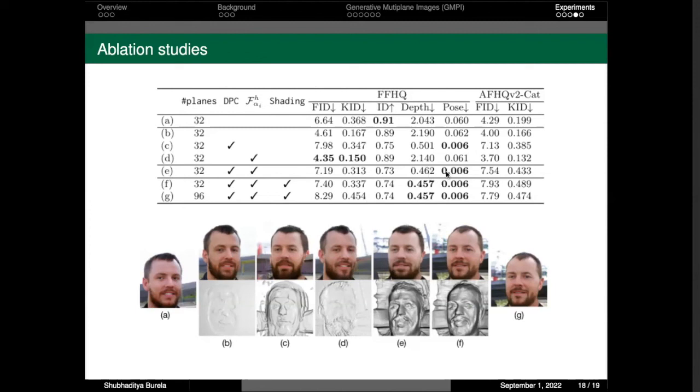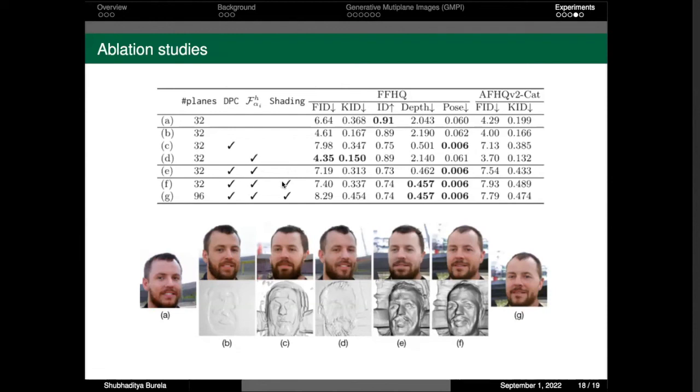When we see for E, we can see this figure also here. We see that depth and the pose are still very less, but we see this kind of concavity in the forehead, which is generated here. So this is attributed to the fact that we haven't added any shading in this case. So this is the E part. So that's why these kind of artifacts are obtained.